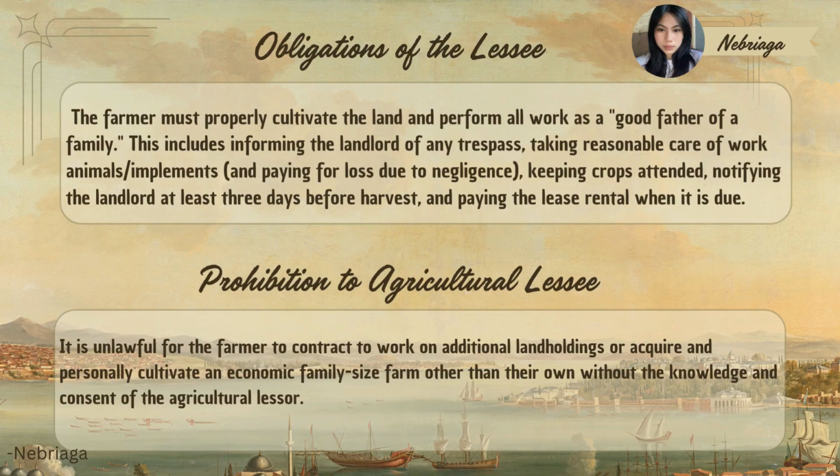Prohibitions to agricultural lessee. It is unlawful for the farmer to contract to work on additional land holdings or acquire and personally cultivate an economic family-sized farm other than their own without the knowledge and consent of the agricultural lessor. So, the farmer is not allowed to work on another farm or rent another piece of land without informing and getting permission from the landlord.